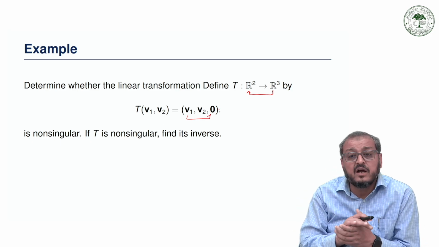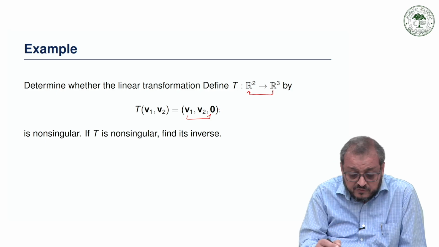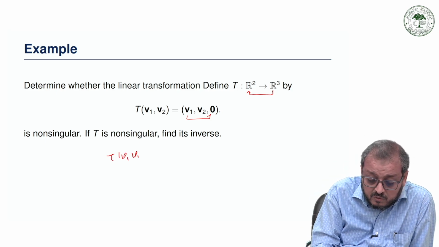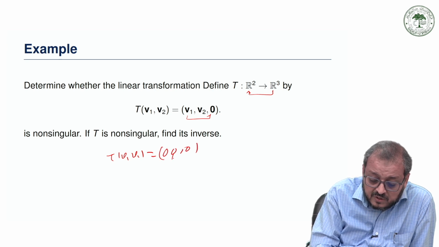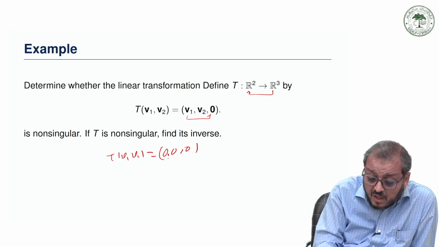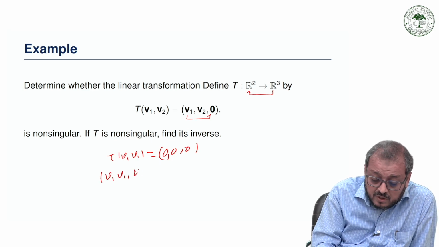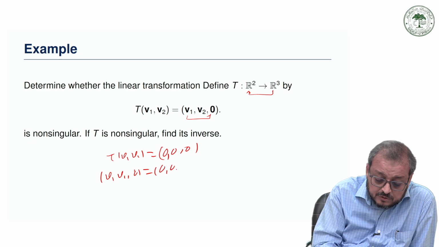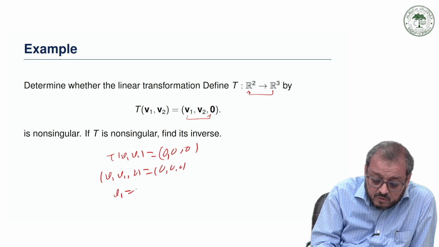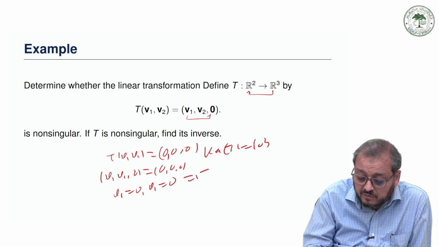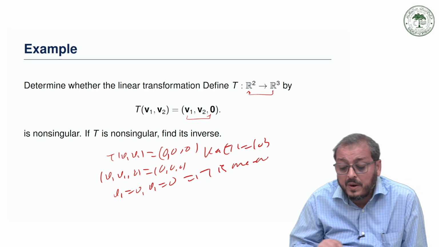So clearly the kernel of T looks like 0. We can just take T of (v1, v2) equal to (0, 0, 0). So this means we have (v1, v2, 0) equal to (0, 0, 0). So v1 is equal to 0 and v2 is equal to 0. So the kernel of T is the zero subspace. This implies T is 1 to 1.